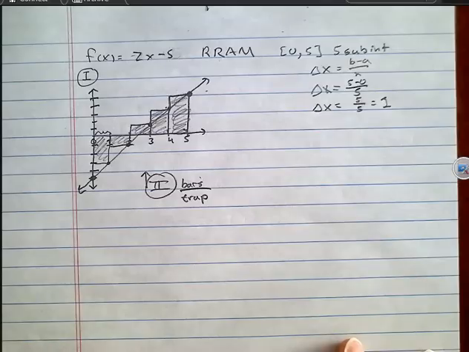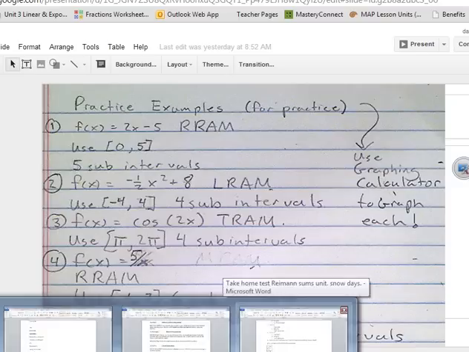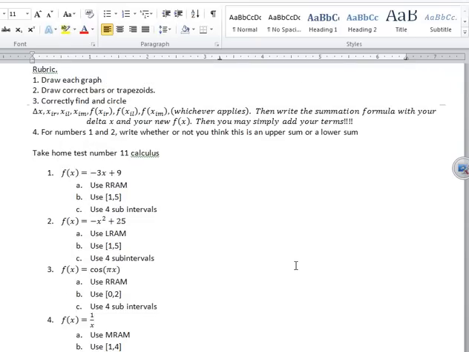Alright, third thing that you have to be able to do correctly is, let me look at the rubric for you. Here's your take-home test right here. You've got to be able to correctly find and circle delta x, x of i R, x of i L, x of i M, whichever one you have to find, the function, whichever applies, then write your summation formula with your delta x and your new f of x. Then you may simply add your terms. And then on a couple of them I asked you whether it's an upper sum or a lower sum.